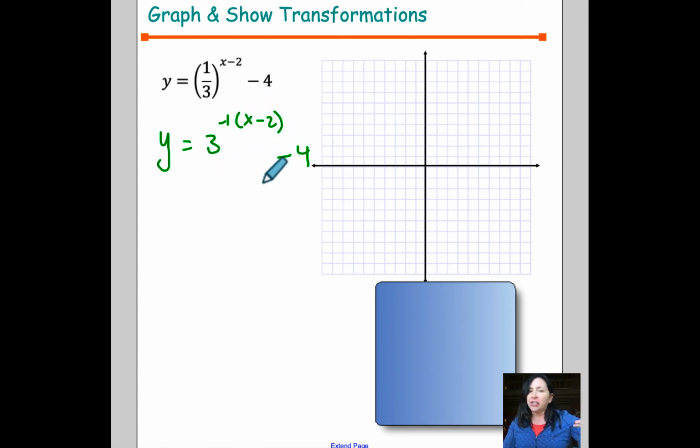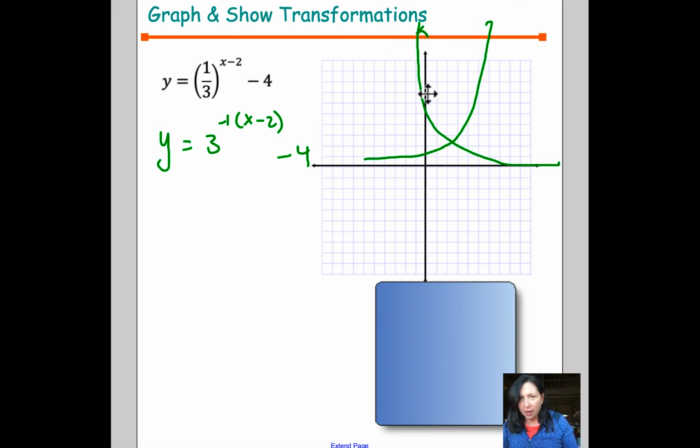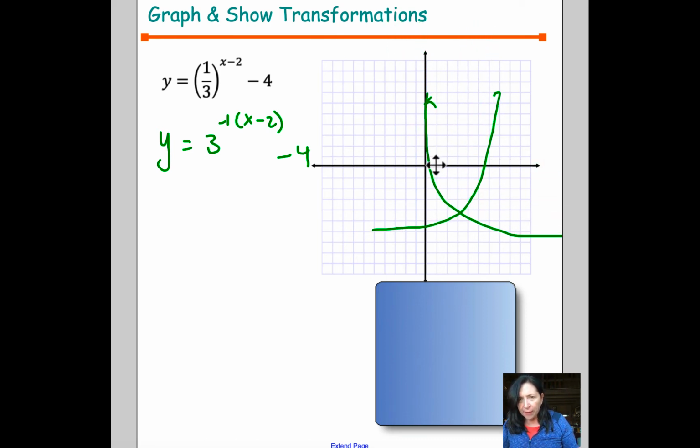So we kind of get the gist of what's happening with an exponential. An exponential positive is going to go up to the right this way. An exponential negative is going to go down this way. So just think about what's going to happen if I then move it 2 to the right. So now it's going to go this way, right? And then down 4 will go this way. That's what's happening. So we kind of get the idea of where that graph is going to go.